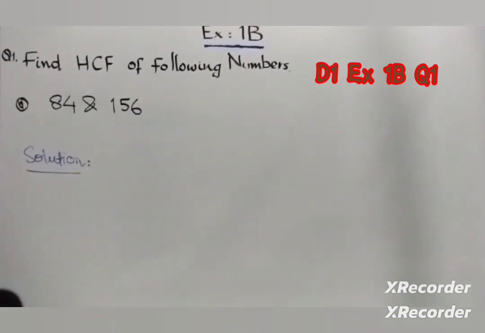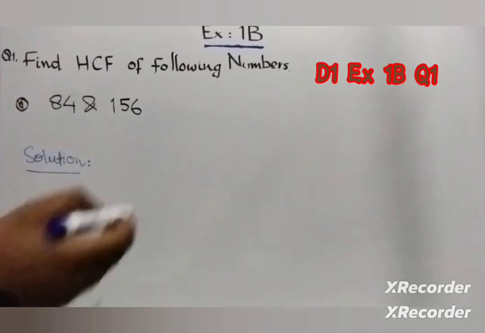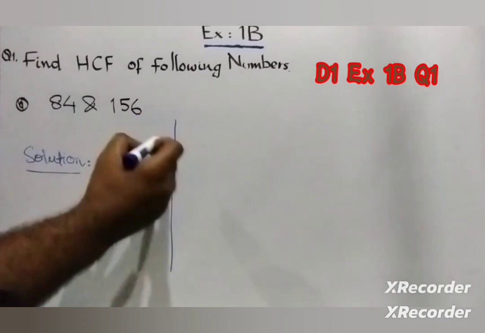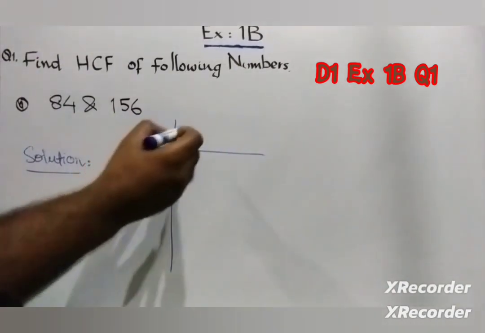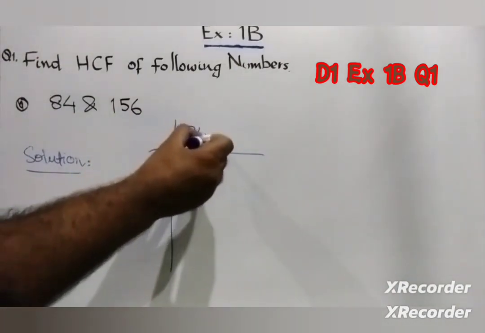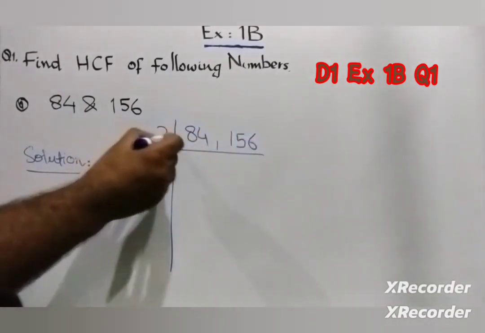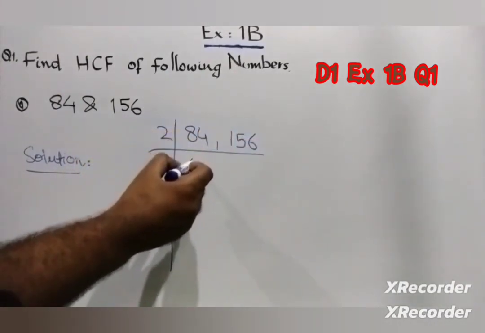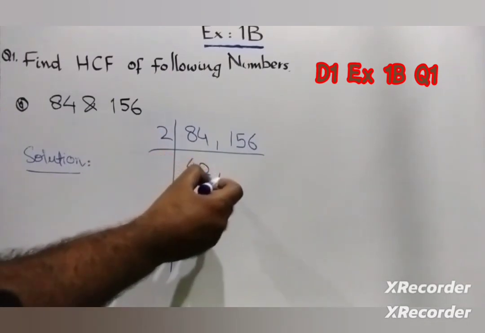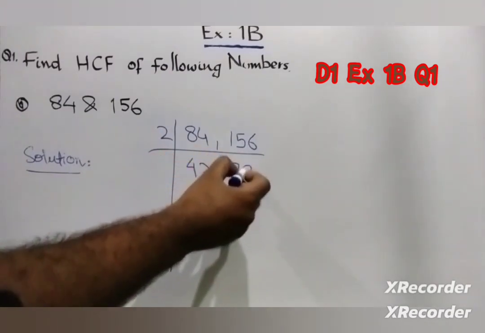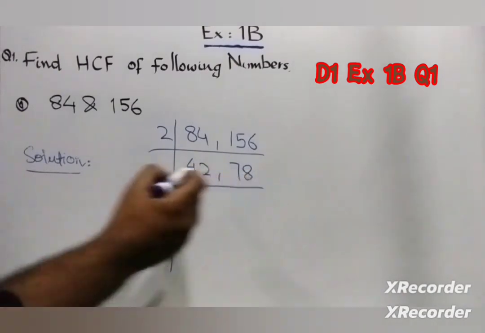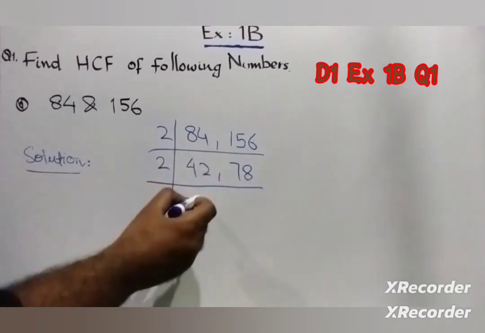Now moving forward to part B, that is 84 and 156. Similarly, we have to find the common factors of 84 and 156. So we get 42, 78. Moving further, 21.